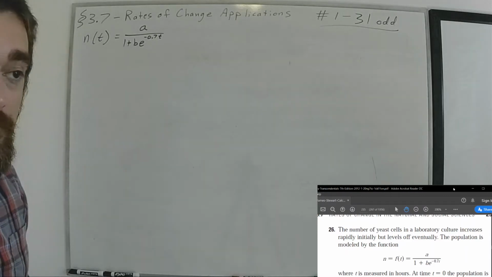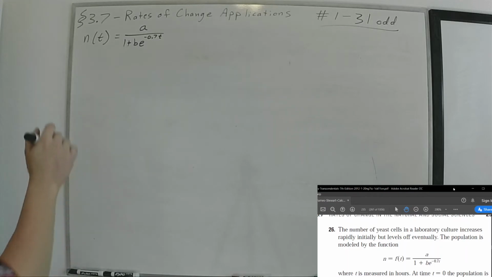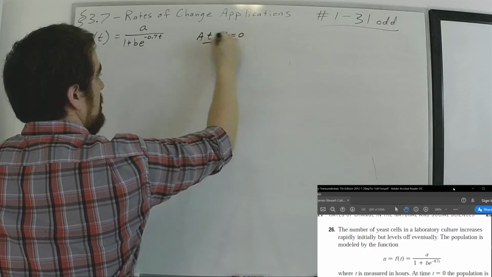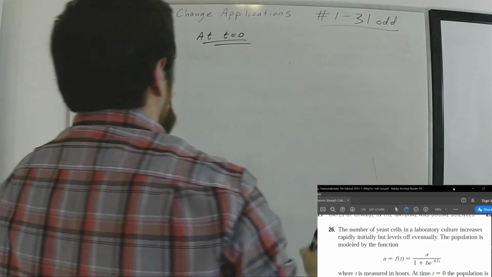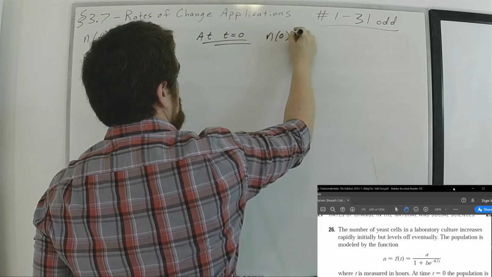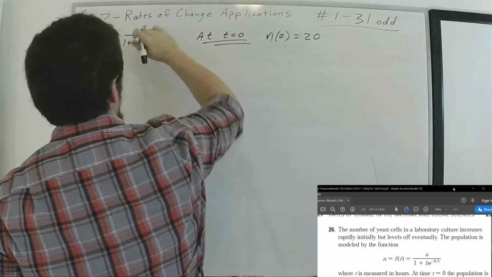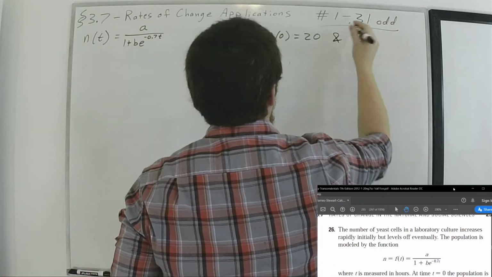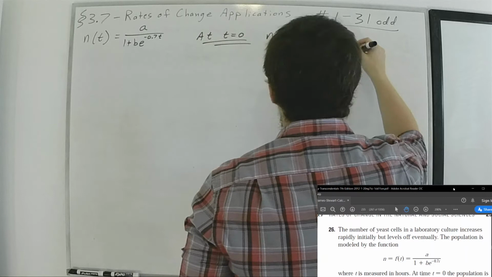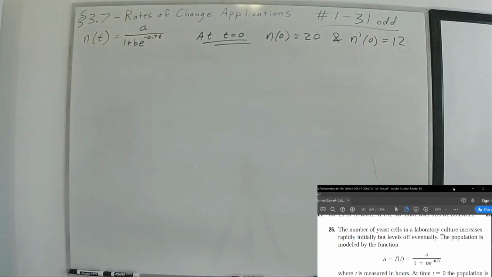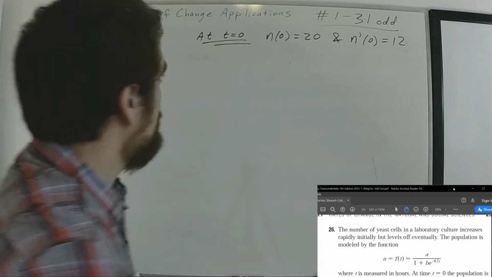Now, the two pieces of information that they give us is that at time 0, or t equals 0, n of 0 is 20. That's our initial population. When time is 0, I already start with 20 people, or yeasts, sorry. And then n prime of 0, our rate of change at time equals 0, aka our initial rate, is 12 cells per hour. Let's mark those down.